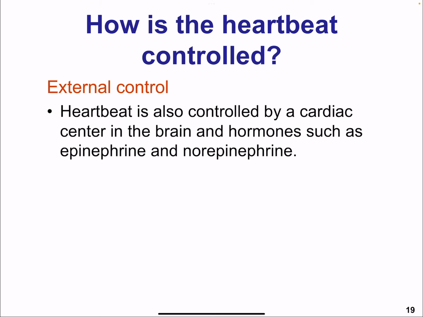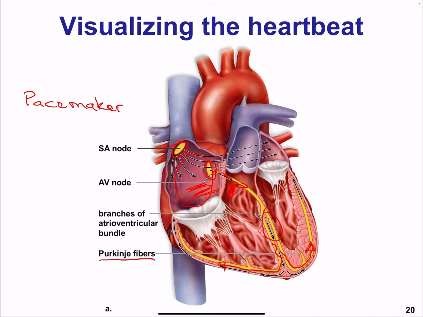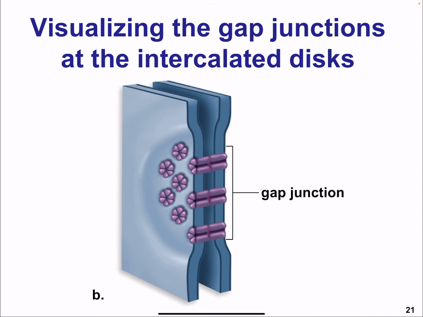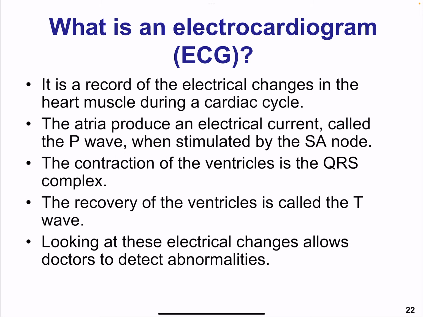Then we have an external control. That external control is happening in the brain, and hormones also are involved. What are some examples of hormones that are involved in an external control? Hormones such as epinephrine or adrenaline and norepinephrine or noradrenaline, right? All right, so we talked about this, and here you are shown the gap junctions where the information is flowing from one cell to another neighboring cell.